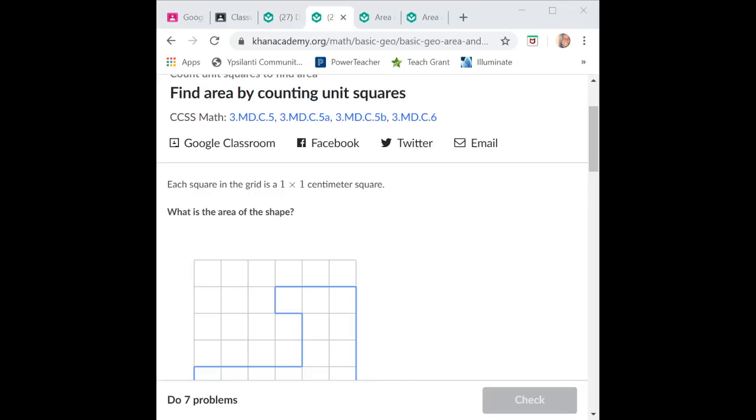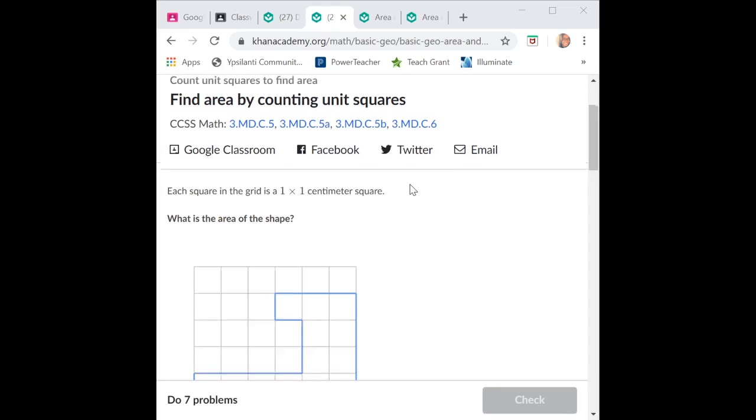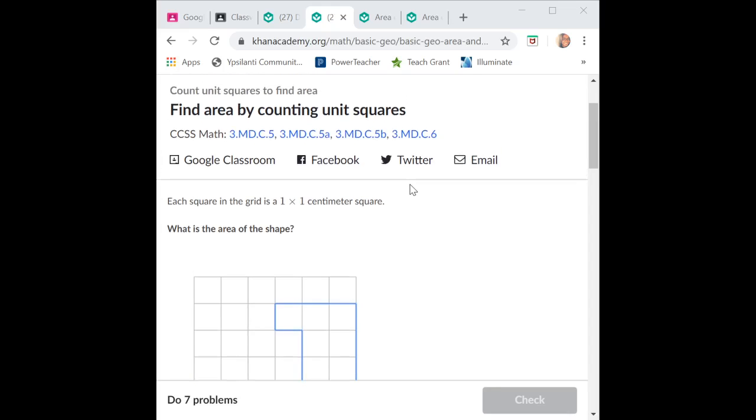Hey everybody, this is Miss Youngblood here, and I'm going through the geometry concept that we were going to be covering in session 1 for this week.